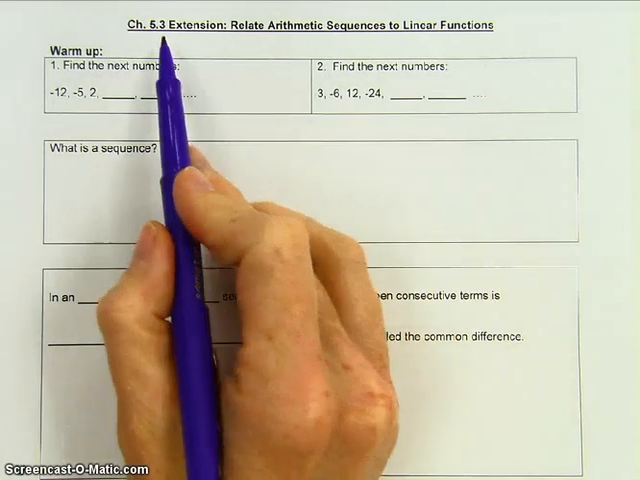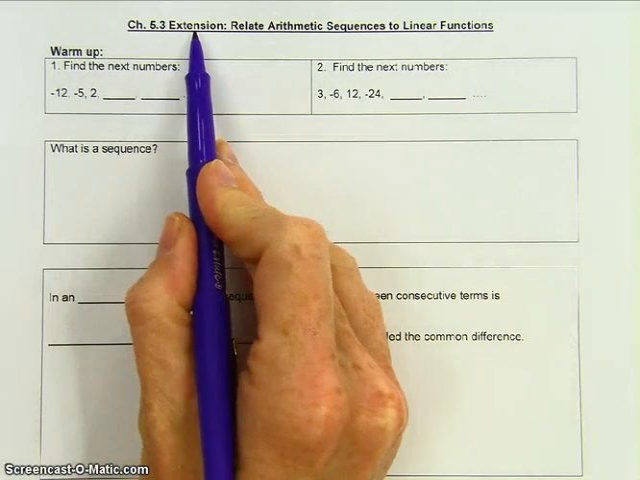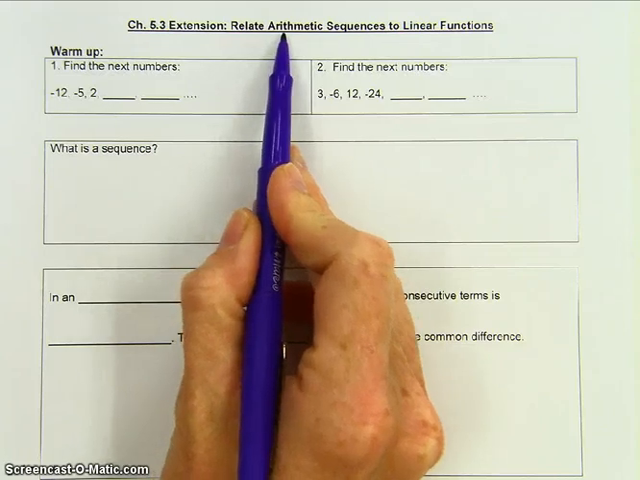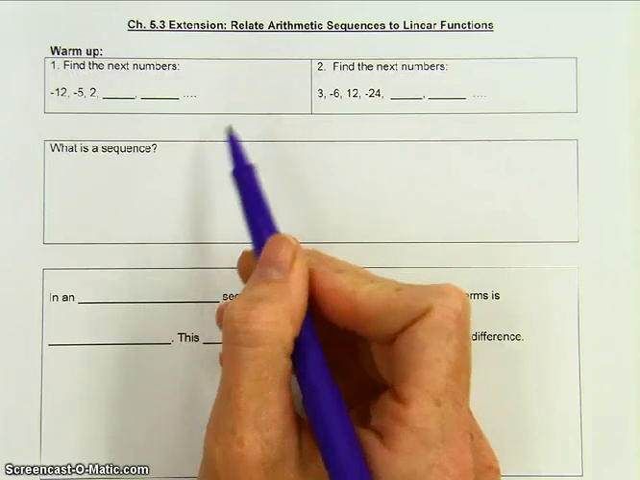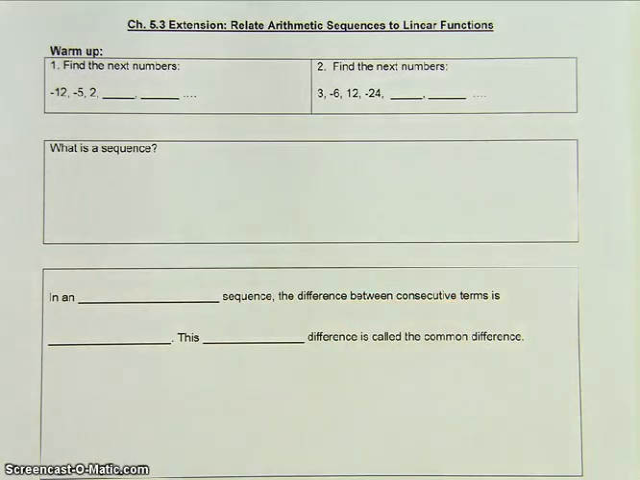Hello. Today we're going to look at section 5.3 extension, and it is called Relating Arithmetic Sequences to Linear Functions. The first thing I would like for you to do is to pause this video and see if you can figure out the next numbers for questions 1 and 2.